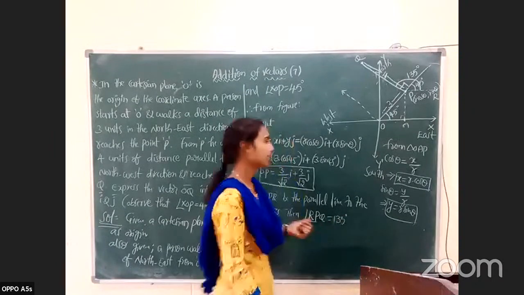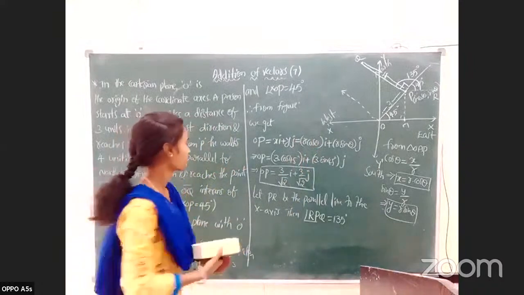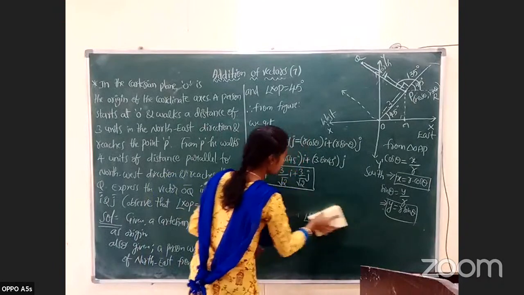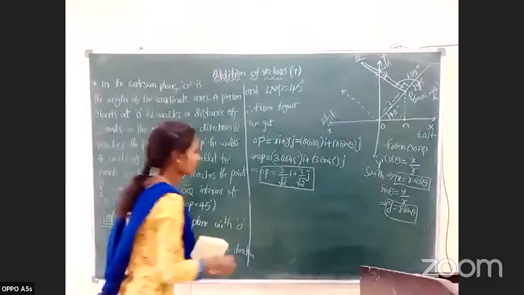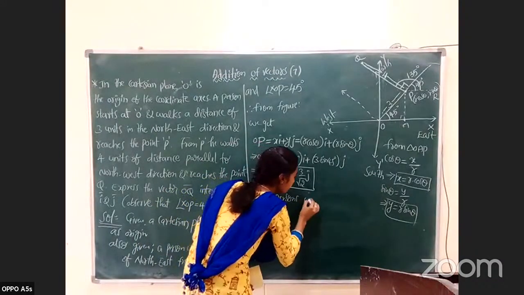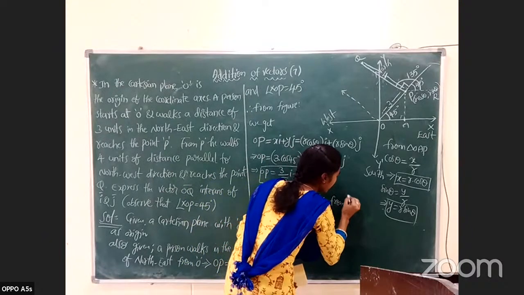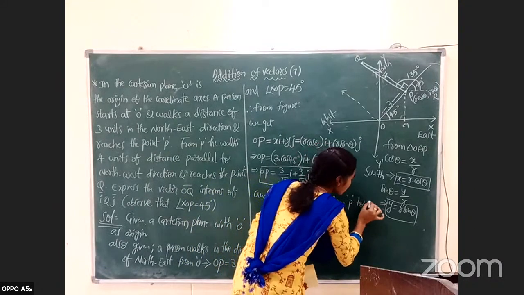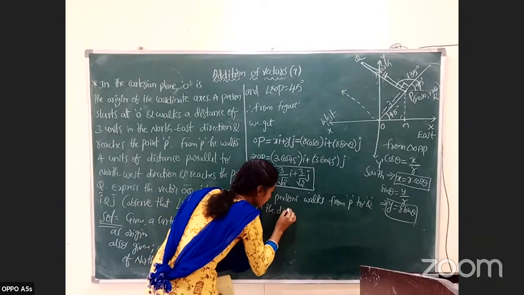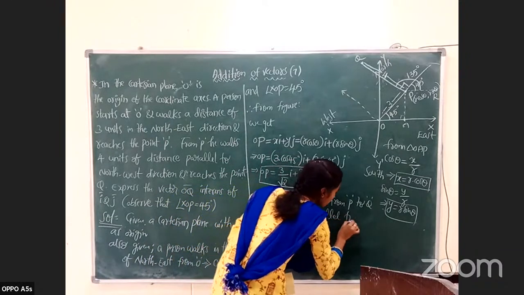Where Q, what is Q? First of all, you have to write about Q. The person walks from P to Q in the direction parallel to northwest.